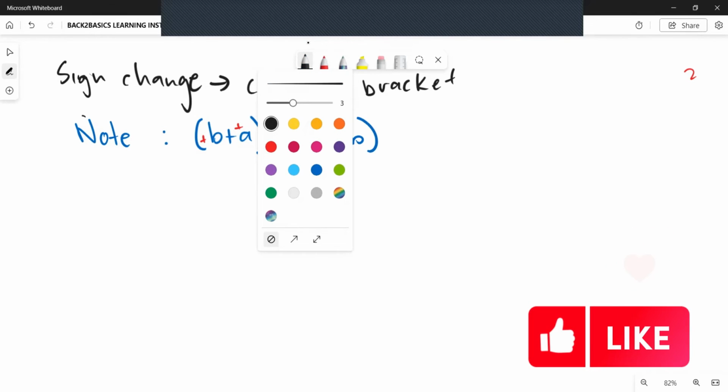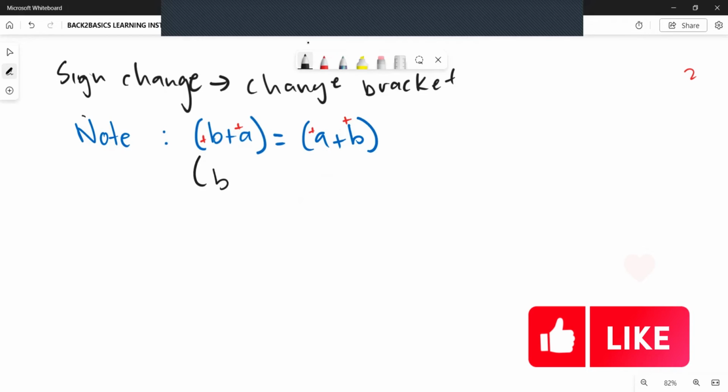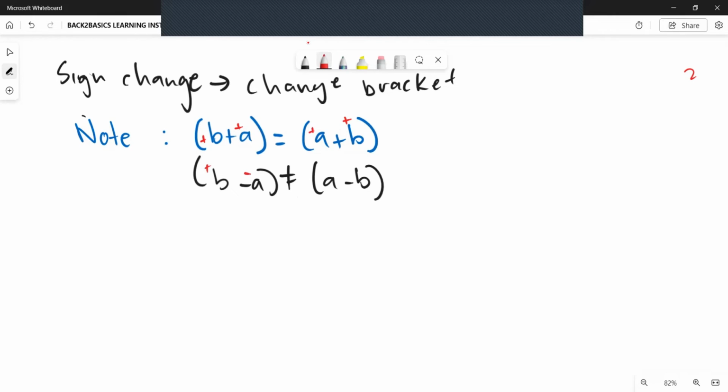However, if let's say now you have B subtract A, B subtract A is not the same as A subtract B. Why is it so? Look, your B here is positive and your A here is negative. How is your A here now? This is negative and this is positive. So there is no way that you can write B subtract A as A subtract B.